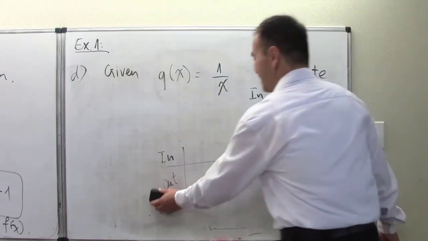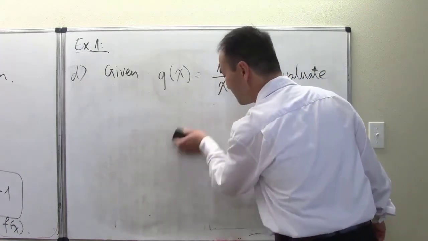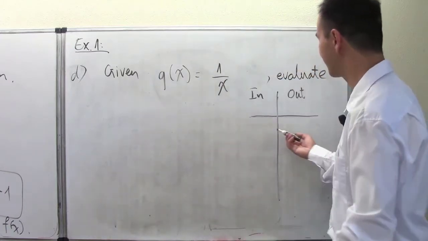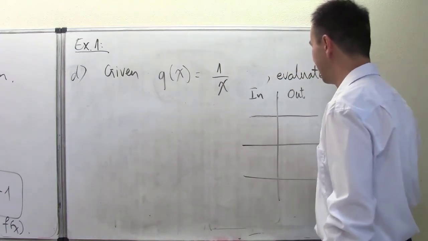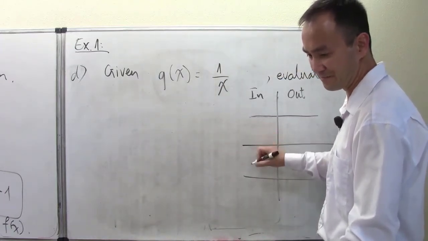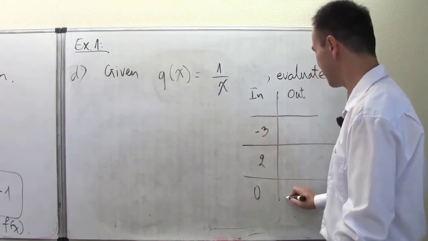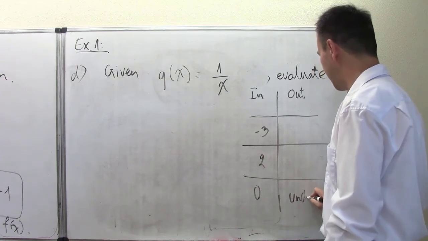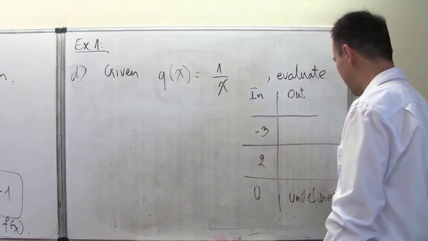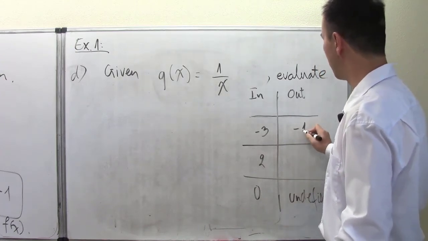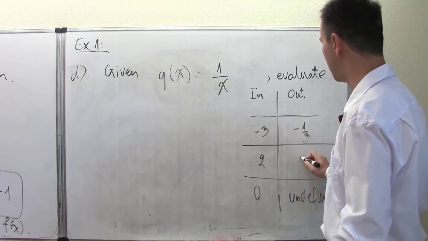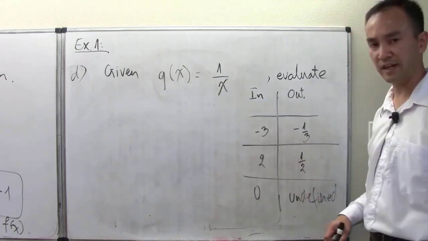Okay, and so now I have done negative 3 and 2, and 0. And we had undefined here. This is a negative 1/3 as the output, and this is positive 1/2 as the output.